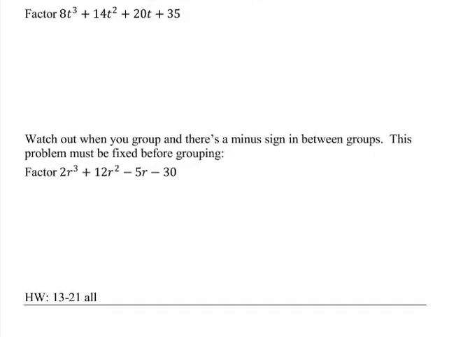Factor 8t to the third plus 14t squared plus 20t plus 35. What do we do first? Group them. So how should I group them? The first term and the second term. And then what? How do I draw the first parentheses on there, though? Am I going to include the plus sign? No, don't include the plus sign.